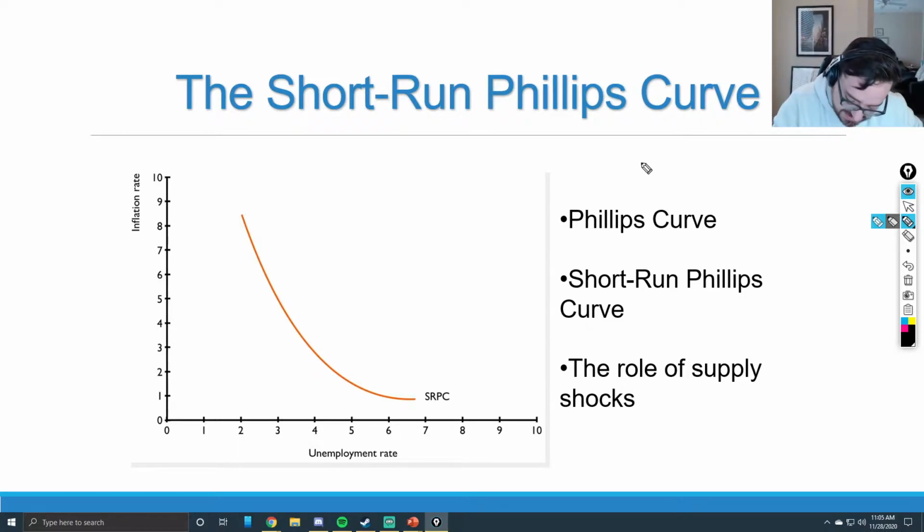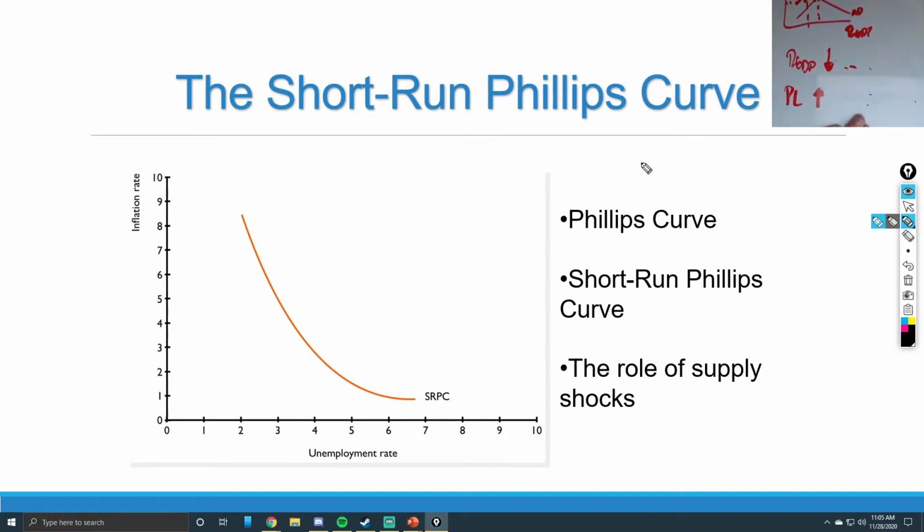Real GDP went down, and my price level went up. Right, this is the whole reason why it sucks: you have less spending and higher prices. You're like, oh God, this is terrible. So real GDP goes down and price level goes up. Let's translate that to the Phillips curve.